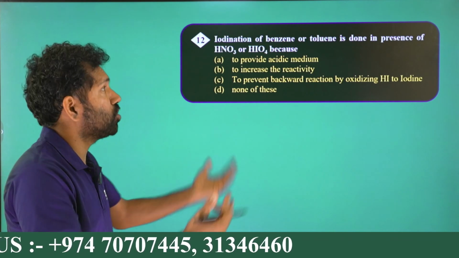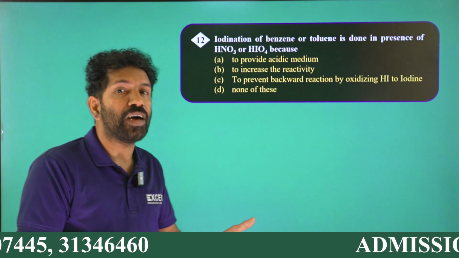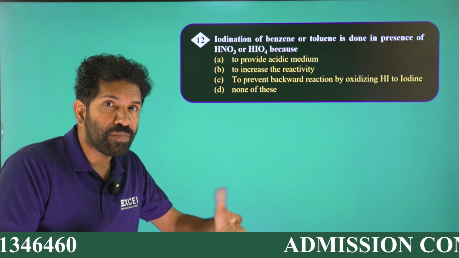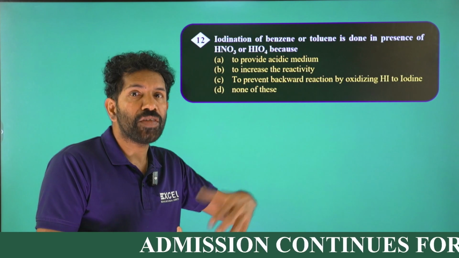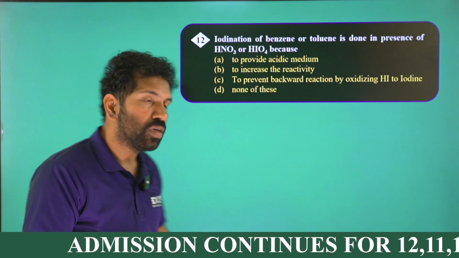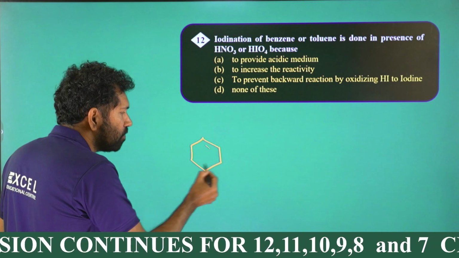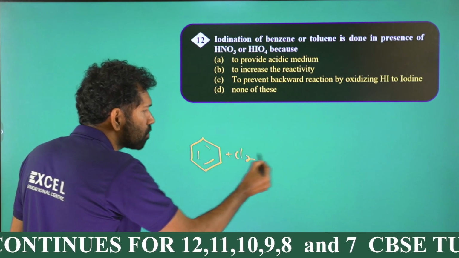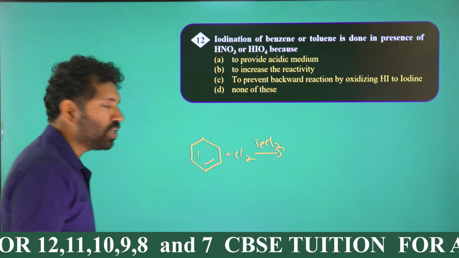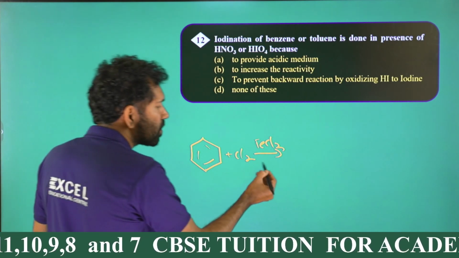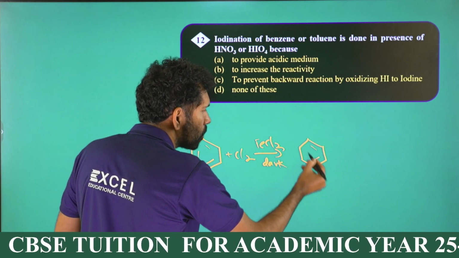What is iodination? Iodination, we studied already the preparation of aryl halides. We can prepare aryl halide by direct halogenation of benzene or toluene or any other aromatic hydrocarbon. For example, if you have benzene, we are treating it with chlorine in presence of FeCl3 in dark condition. What is the answer? Yes, you will get chlorobenzene, right?